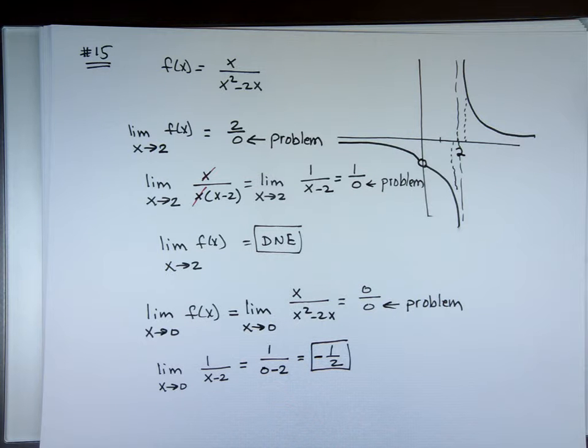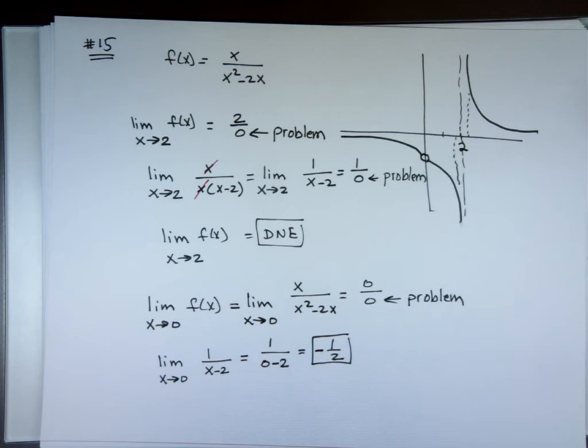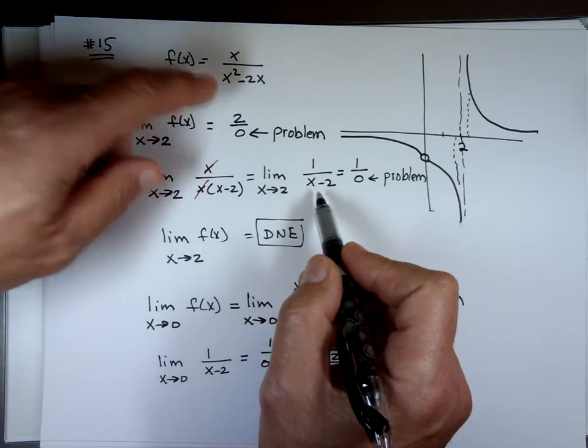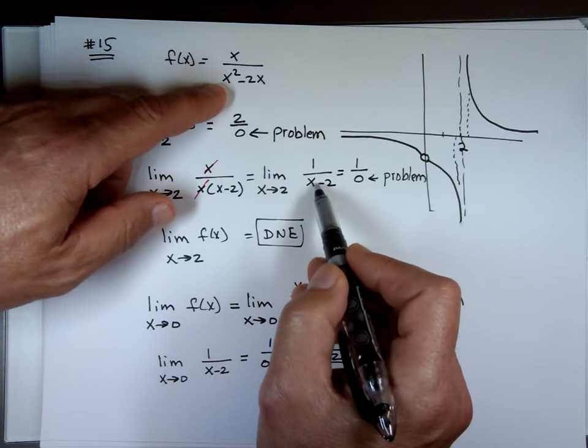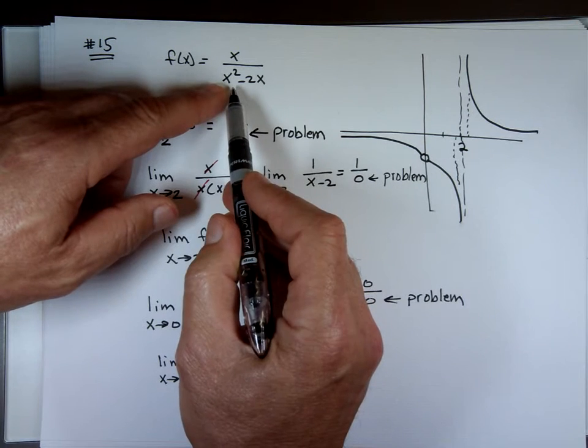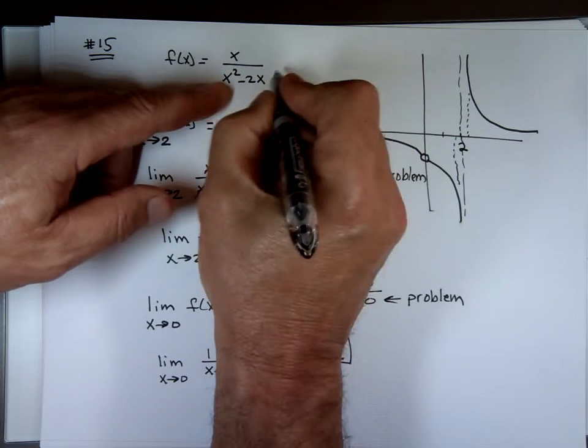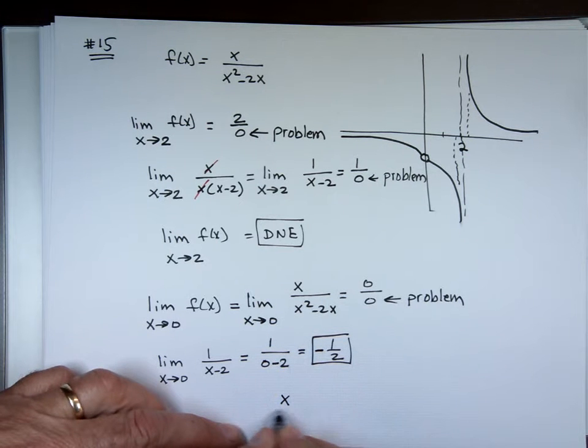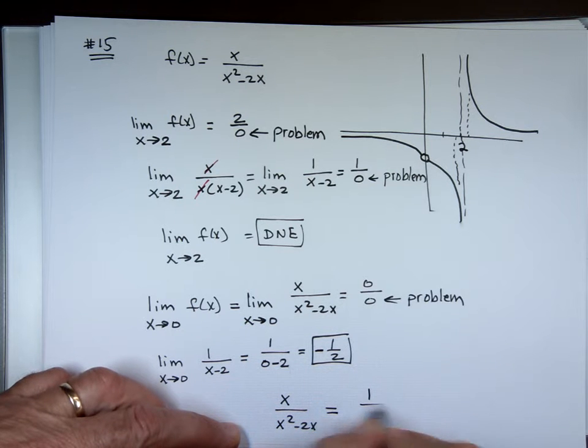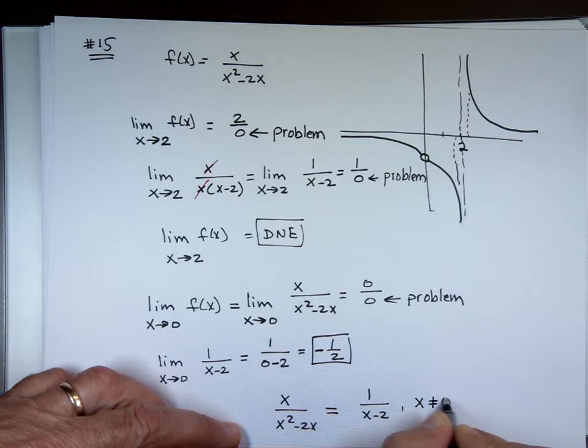They even give you a little hint, right? A simpler function. Well, a simpler function is 1 over what? X minus 2. Right? The only difference between this function and that function, this actually has a value when x equals 0. That does not have a value when x equals 0. So if you want to simplify this, you can say x over x squared minus 2x is equal to 1 over x minus 2, as long as what? X does not equal 0 or 2.